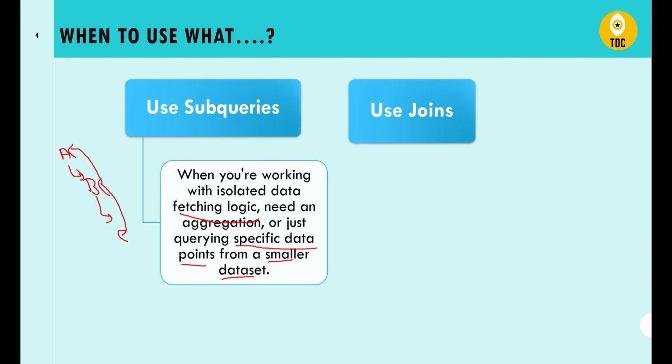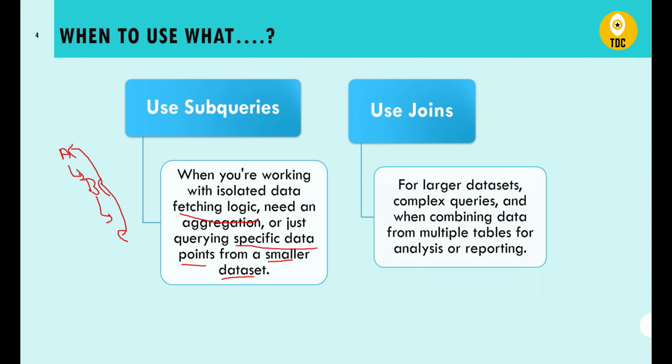So next is use joins. The main thing is again the larger data set, and you have complex queries, right? And when you combine the data from multiple tables. So these are the keywords basically. A large data set is there, multiple tables are there, you have a complex query to write, and especially you are writing in a use case where you have analysis or reporting. So these are the important points.